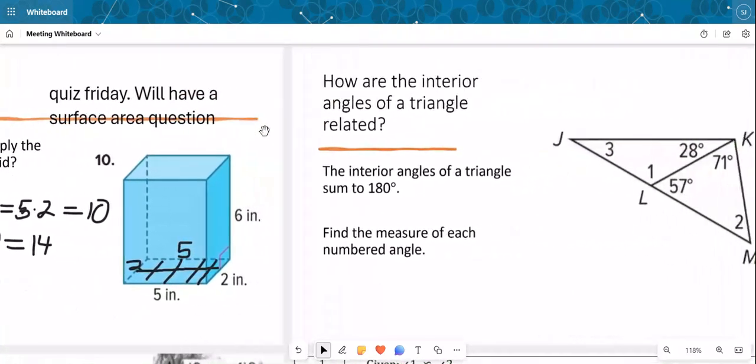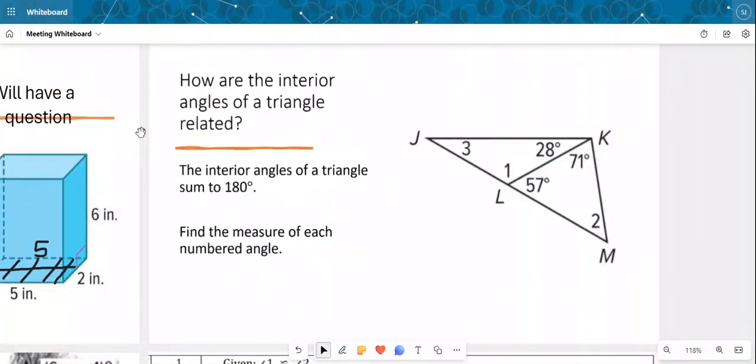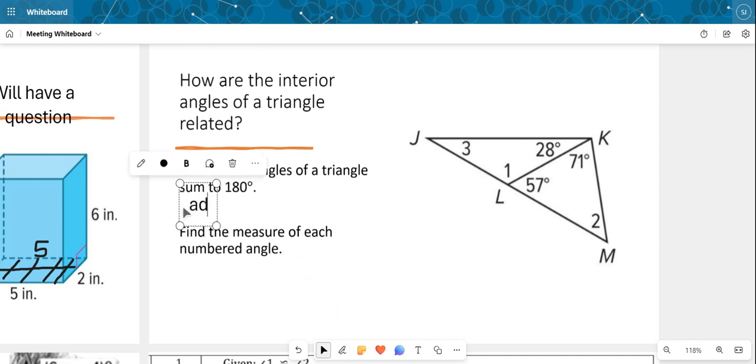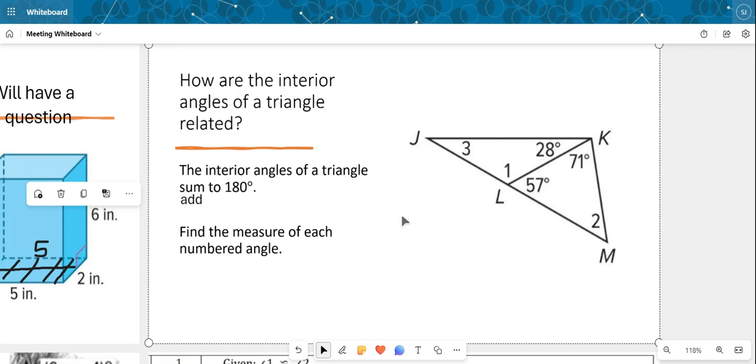From there, we took a look at our essential questions in our notes. Our first essential question for the day was, how are the interior angles of a triangle related? Some of you were able to remember this important fact. Basically, the one fact you need to know from today is the interior angles of a triangle sum to 180 degrees. What that means for us is we can find angle 1 and angle 2 and angle 3 just by writing a couple equations.